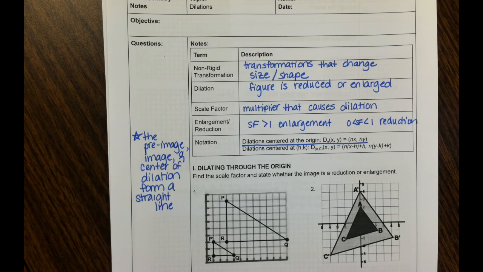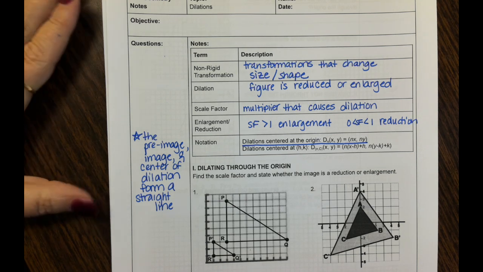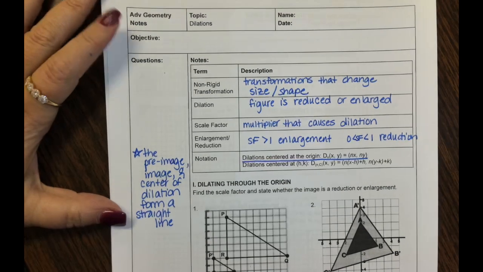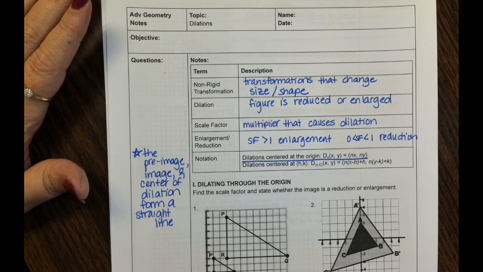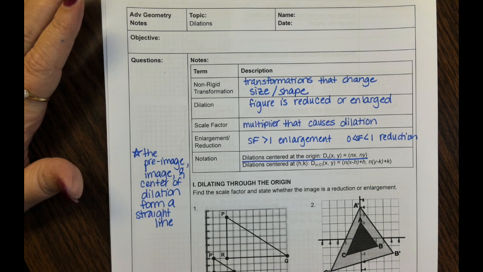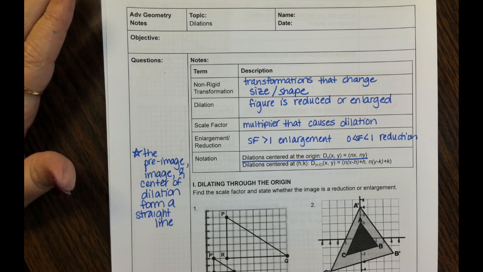In this unit, we've talked about translations that slide, reflections that flip, rotations that turn, and today we're going to talk about dilations. Dilations are when a shape reduces or is enlarged. It's called a non-rigid transformation. Rigid transformations stay the same size and shape.